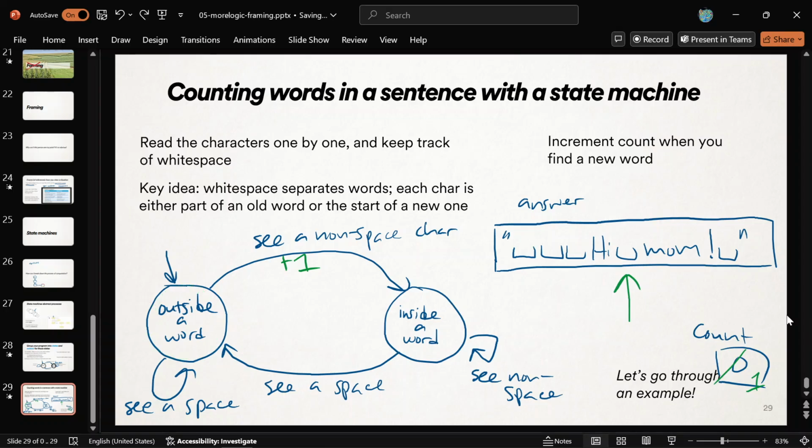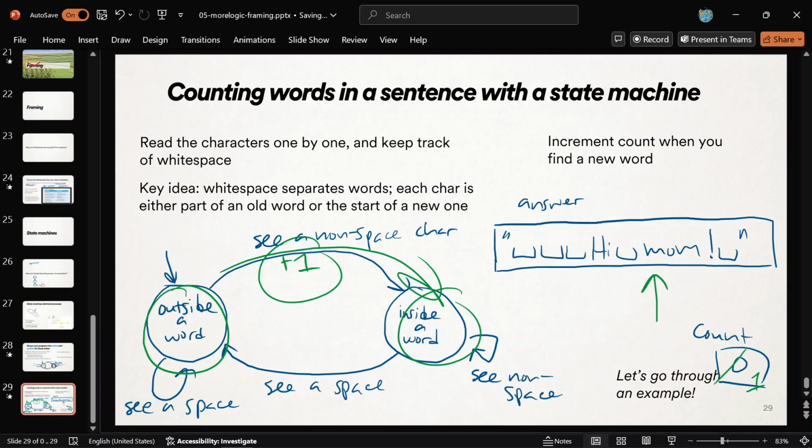But then you come around and you see the M. So you were here, but you just saw a non-space character, so you don't stay there. Now you're inside of a word, you follow this transition. Do you see how the M was the start of a brand new word? That's the right one. Now we add one to our count. Count should now be 2.